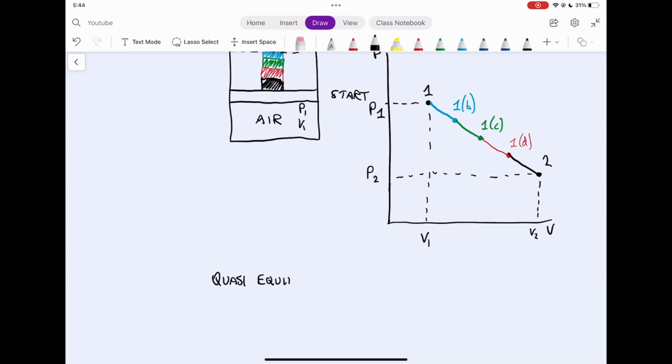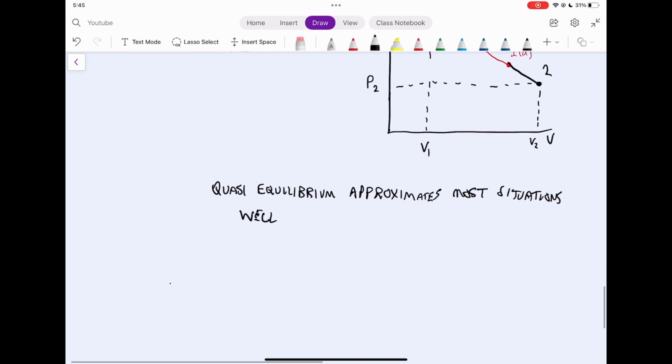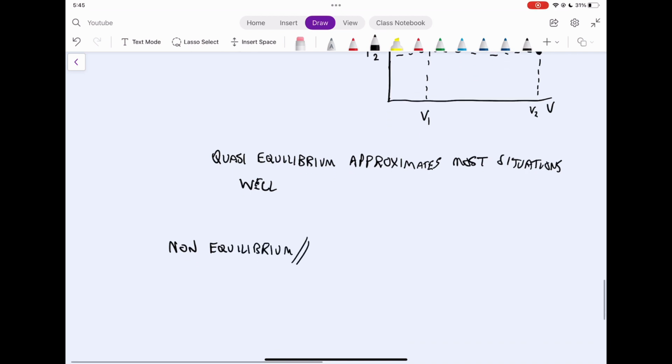So what we can say from this analysis is that quasi-equilibrium actually approximates most situations well in thermodynamics. So we can use this type of analysis when we have relatively slow movement of the piston and it's a controlled movement of the piston. And this happens in most situations in thermodynamics.